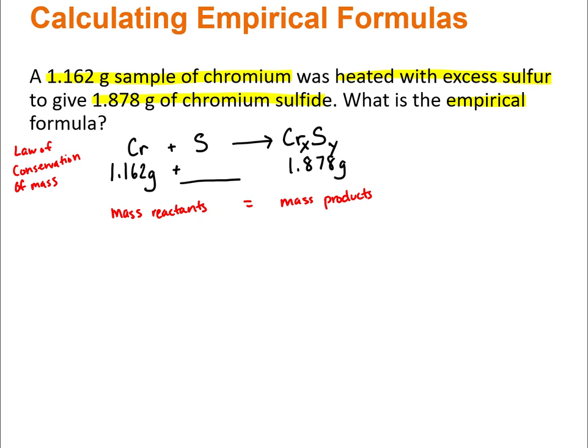To figure out how much sulfur reacted, I take the amount of product that I have, 1.878, and I subtract my amount of reactant that I started with, the 1.162. When I do that, I figure out how much sulfur reacted. Now that I know this, I can continue on to actually figure out the empirical formula. So that was the first step. Figure out just how much of each reactant you have. Then we have to calculate the number of moles of each reactant.